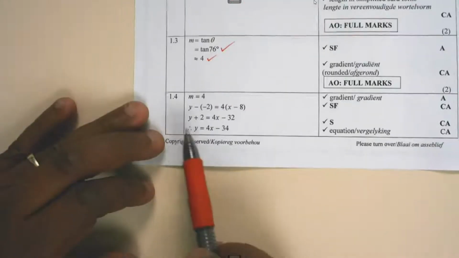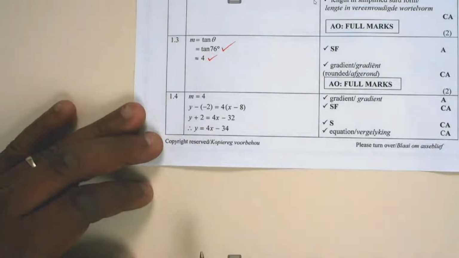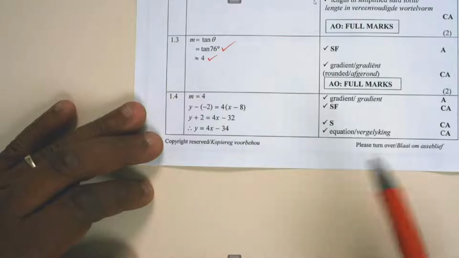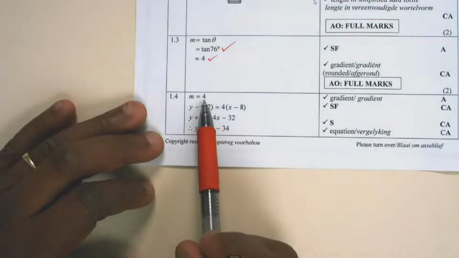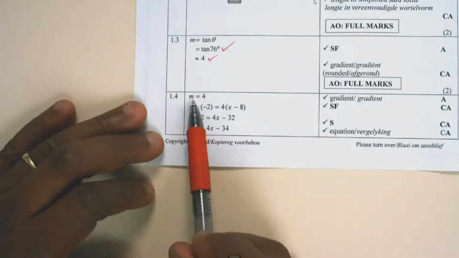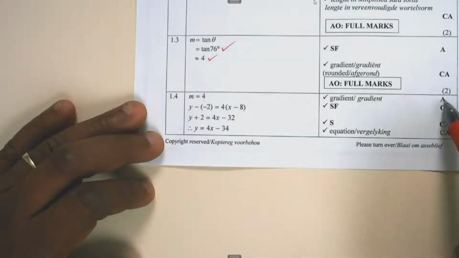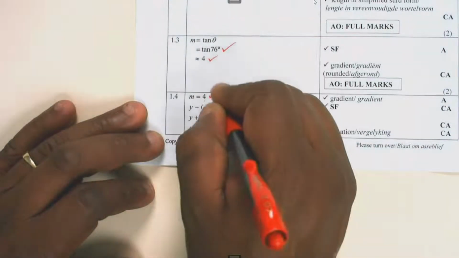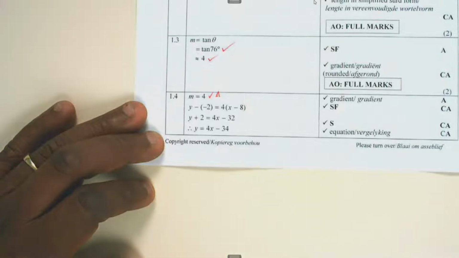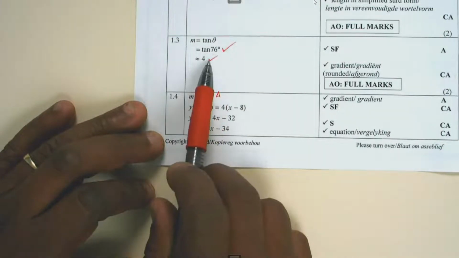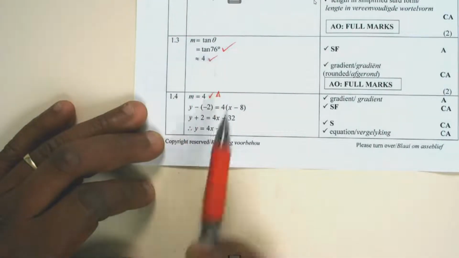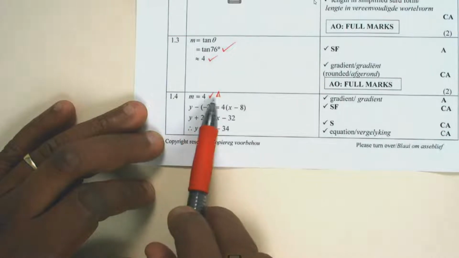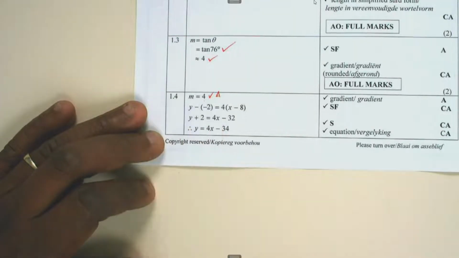And now let's look at 1.4. In 1.4, you are finding the equation. The first mark will be for the gradient. 1 mark for the gradient. And what is this mark for? It is an accuracy mark. And then after calculating, the gradient has been calculated here. Now we have the learner's response as gradient is equal to 4, then it becomes a mark.